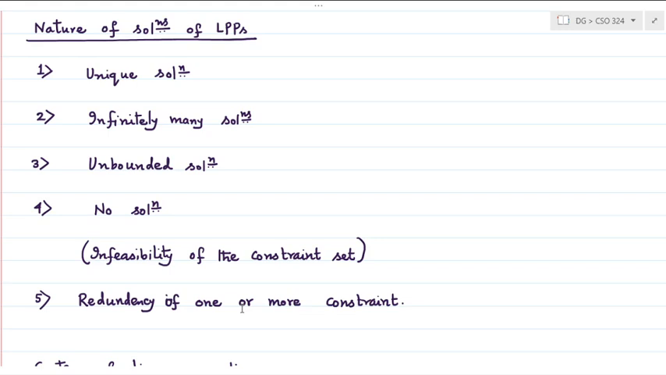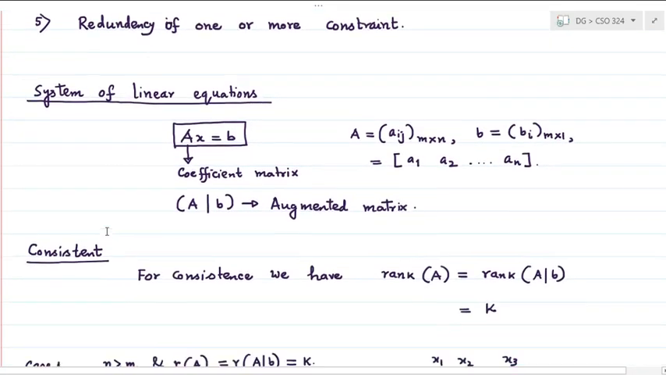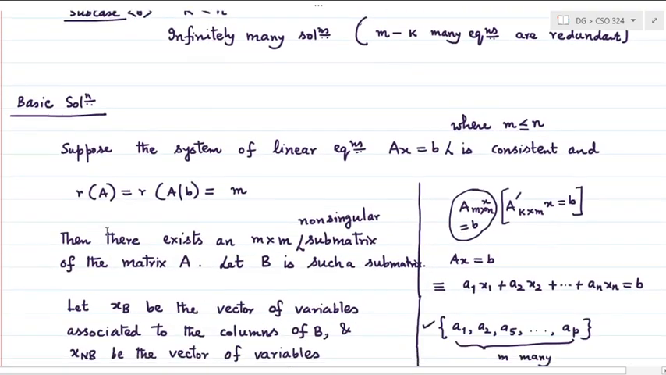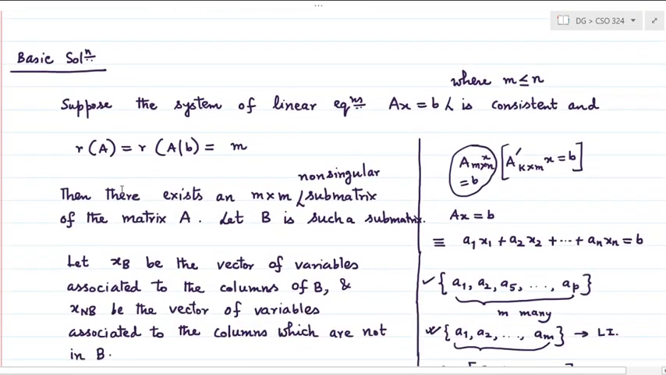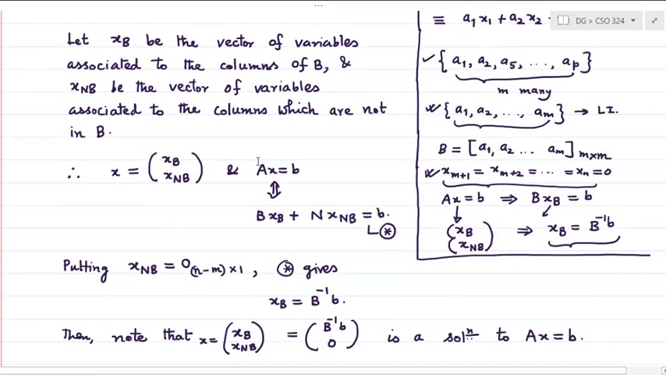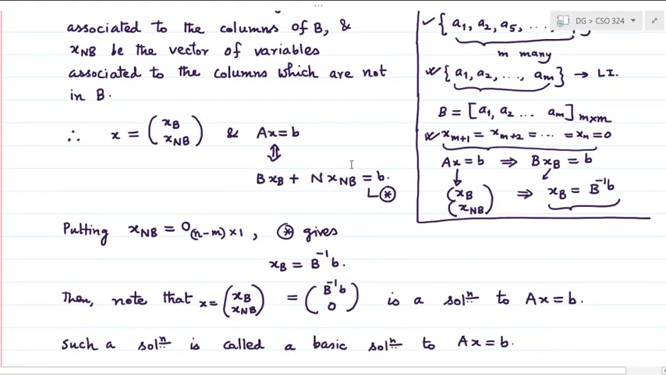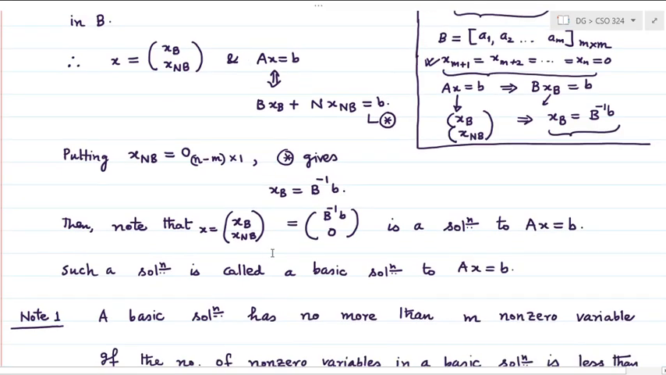We are moving towards that, and to move towards that we started our discussion on the notion of basic feasible solution. The basic solution was given by the system BxB plus NxNB is equal to b, where B is a submatrix of the matrix A of order m by m, and this B is a non-singular matrix. Then you find the value of xB as B inverse b and put the rest of the variables xNB all as 0, and you will get a basic solution.